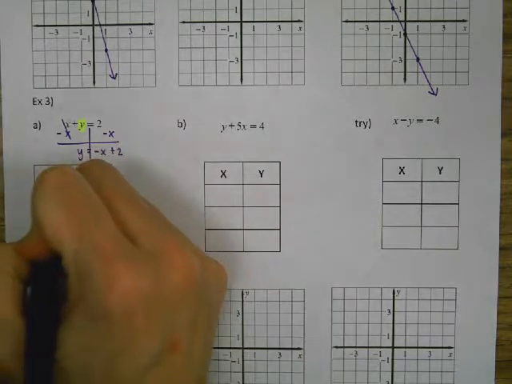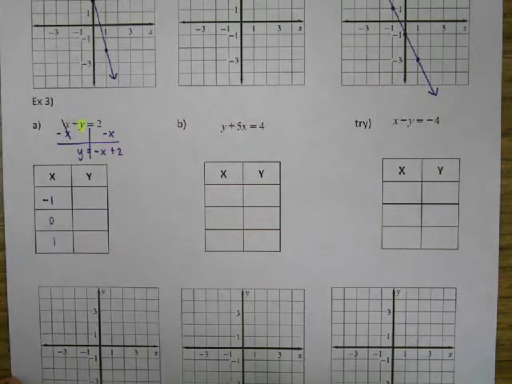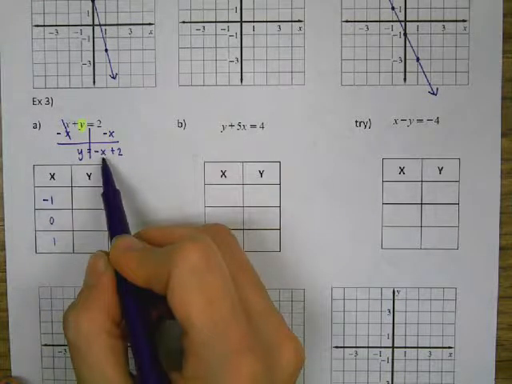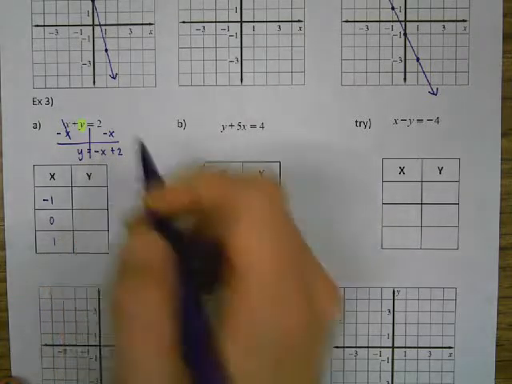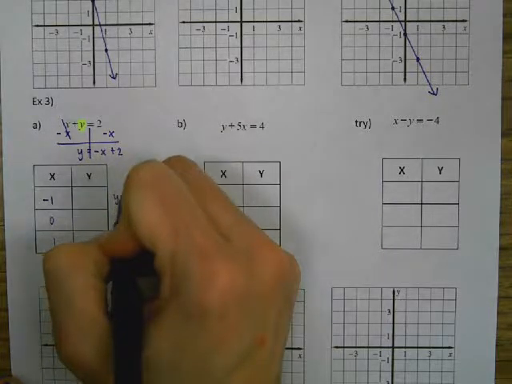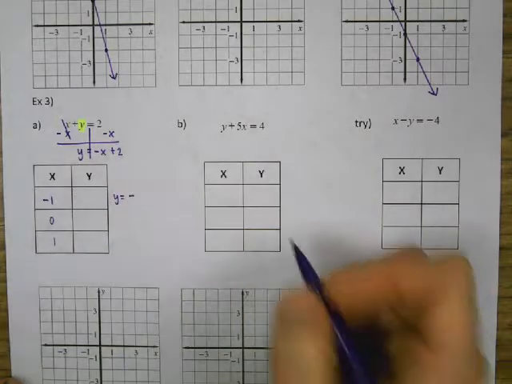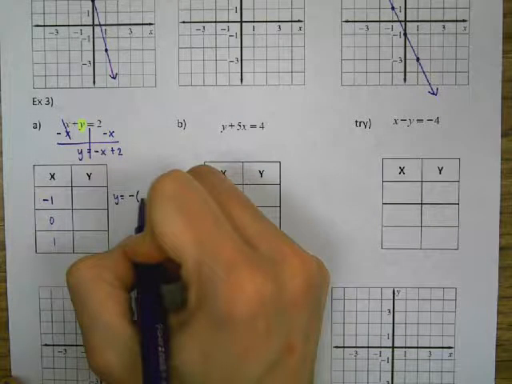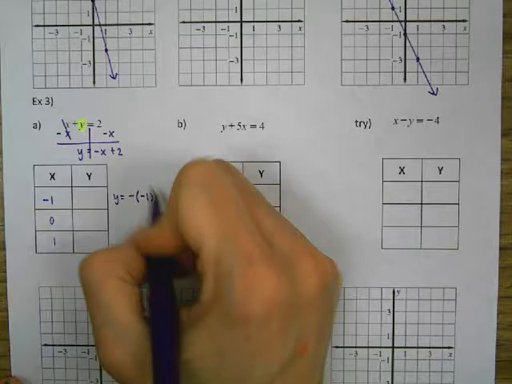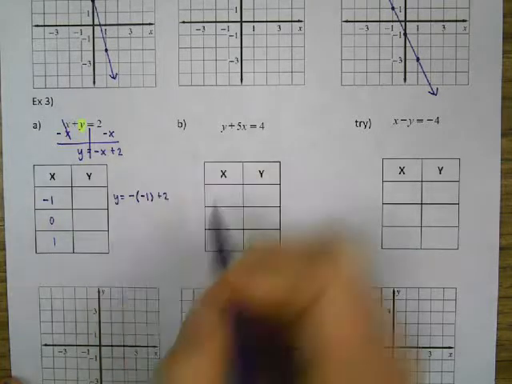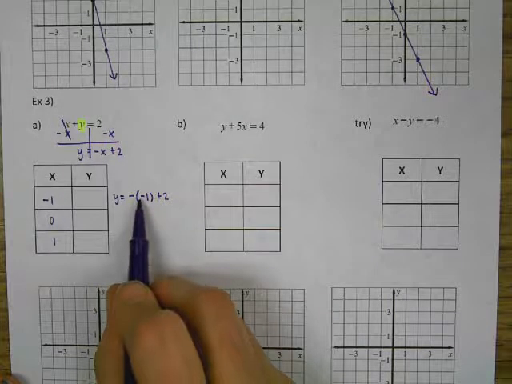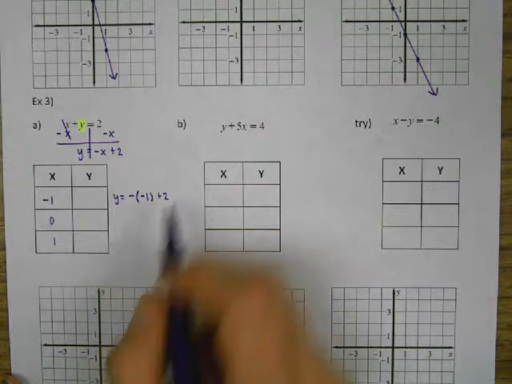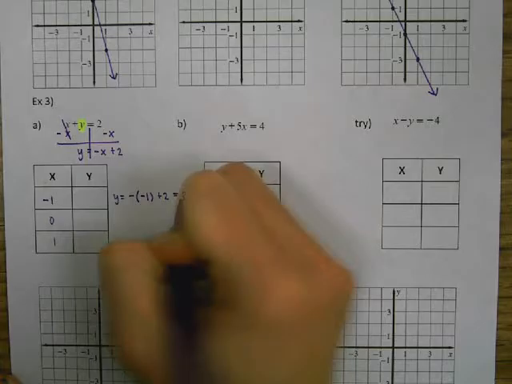I'm going to pick my 3 points. And for each one, I'm going to plug it into my equation. Now, since I have this negative, I have to be a little bit careful. I'm going to have y equals my negative, but then in parentheses, I have a negative 1 plus 2. So if I take the opposite of negative 1, or negative times a negative 1, that gives me a positive 1 plus 2, and that's a 3.